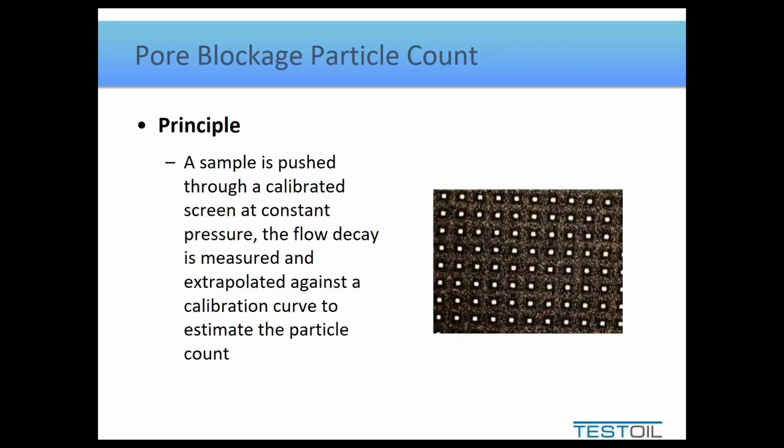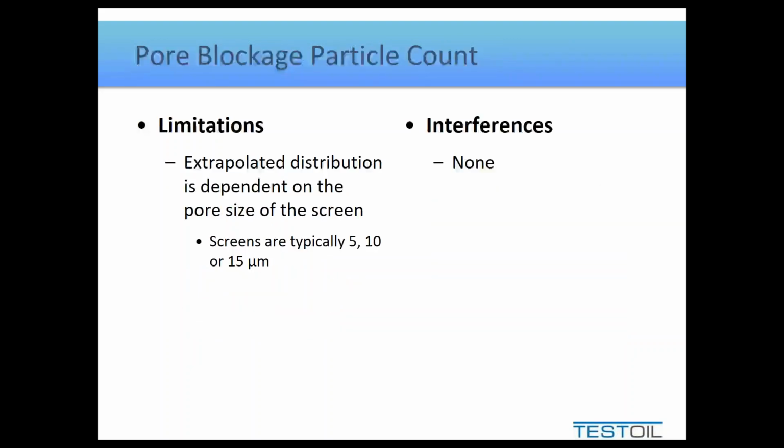So with this test, we don't have any interferences due to water molecules, air bubbles, and soft contaminants. However, we are assuming the calibration is a fairly linear distribution of large and small particles. So again, we're not measuring directly all the particles and measuring them in any particular size fashion. We're estimating it based on a known calibration. So the limitation to this test is it's all extrapolated data, and the extrapolation is based on which size screen you use, and they're typically 5, 10, or 15 micron pore sizes in the screens.